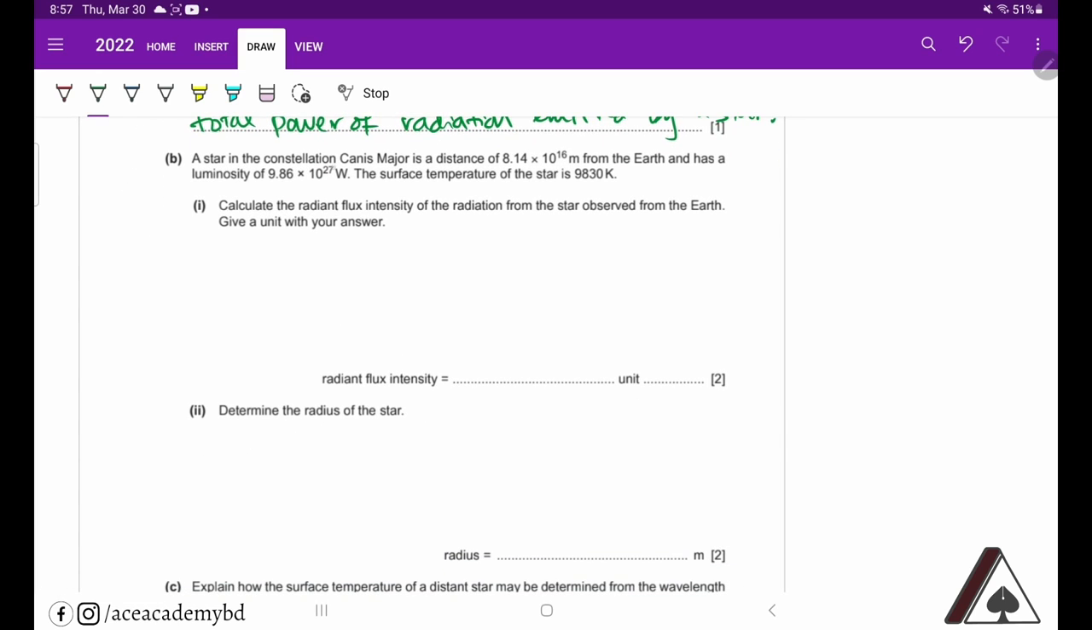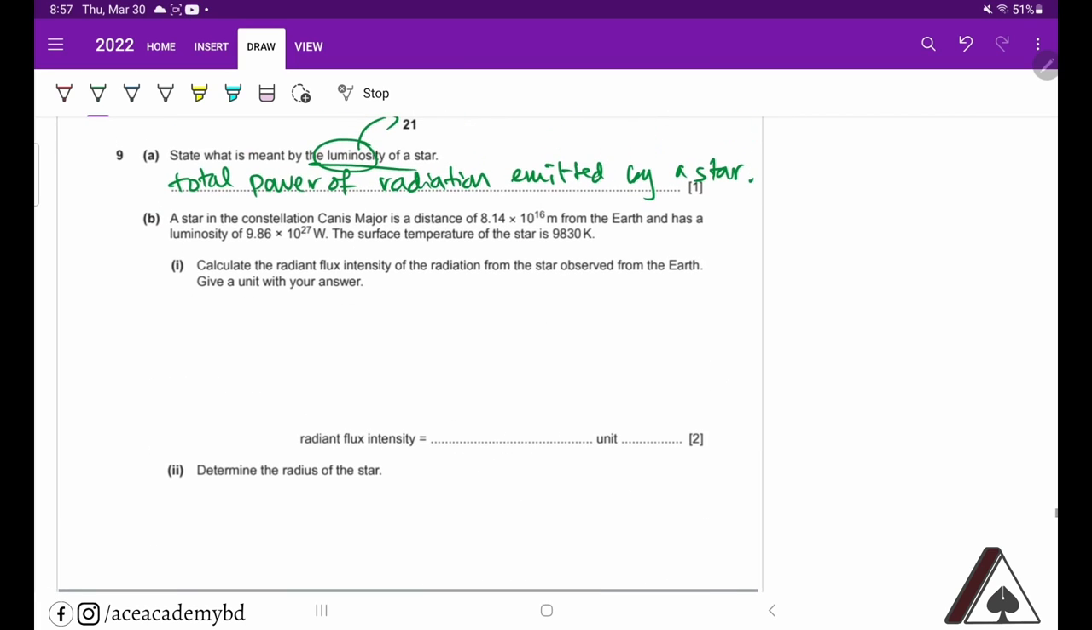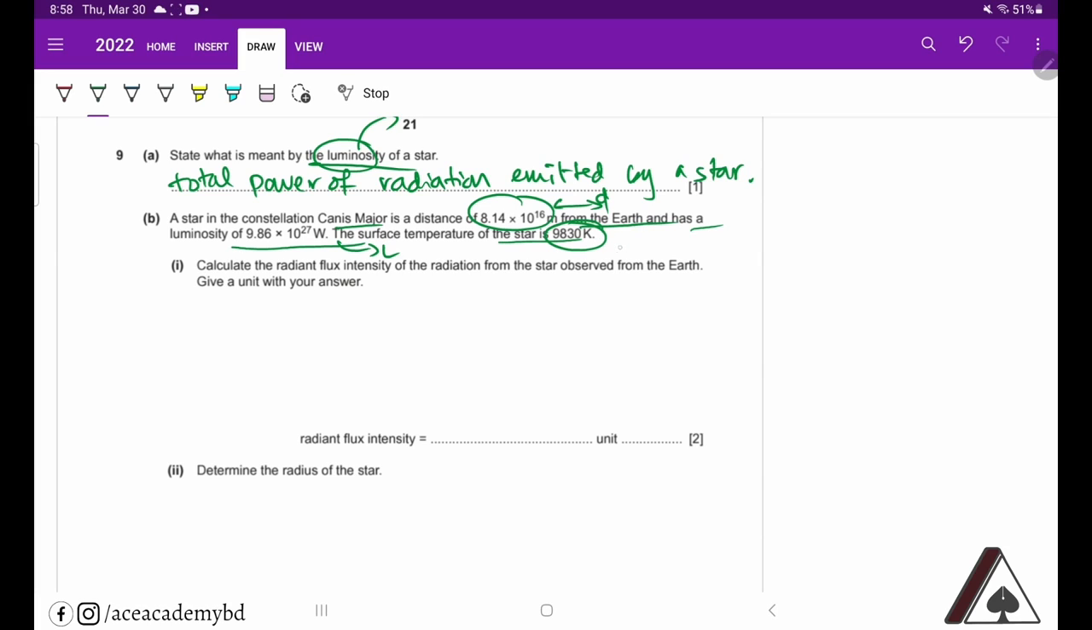Next part, so this whole question is from astronomy. It says a star in the constellation Canis Major is at a distance of 8.14 times 10 to the power 16 meters from Earth. So this is basically the separation of the star from the Earth, so we can say it as D. And it has a luminosity of 9.86 times 10 to the power of 27. So this is our luminosity L. The surface temperature is given as 9830 Kelvin. So we have T, we have L, and we have D.